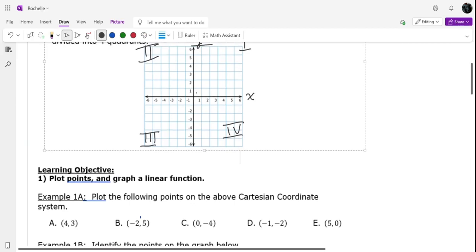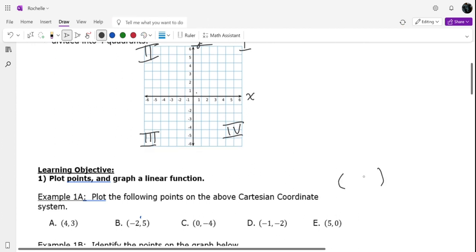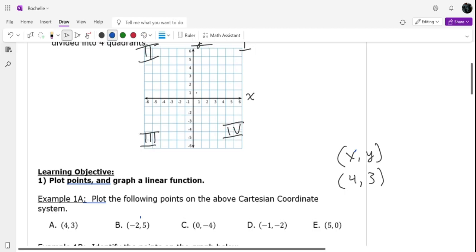So we are going to plot these points right here on this Cartesian coordinate system. So we want to remember that every ordered pair that we see here, or coordinate point, like 4, 3, is written with the x value first and the y value second. So my x value here is going to go along this x-axis, so I'm going to go over 4, and my y value is going to go in the positive direction, or up 3. So this point that I get right here is my point 4, 3. And I could just label it with an A if I wanted to.